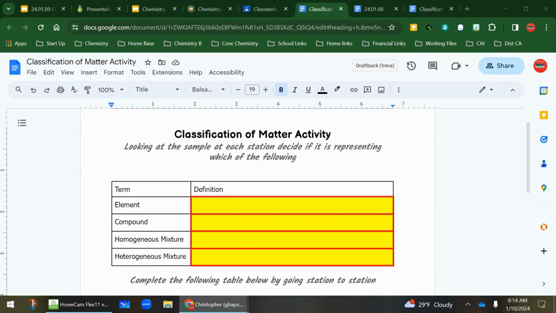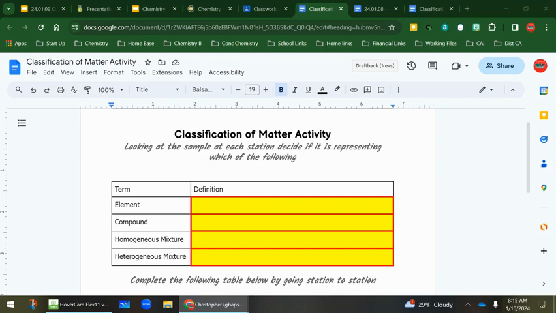Okay, so here's what we got, ladies and gentlemen. In the back of the room, there are 8 stations. One is back there, 2, 3. The middle station, the far side, is station 4, 5, 6, 7, and 8. When you get to each station, you are going to look at the objects that are inside the weighing boat, and you are going to decide by looking at them which of those 4 things they are trying to represent.